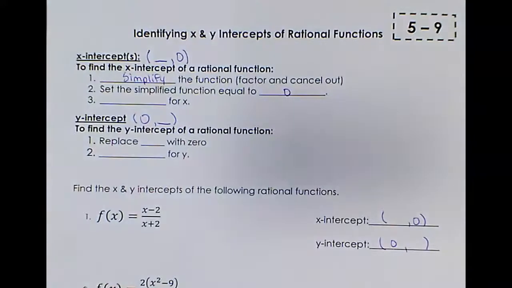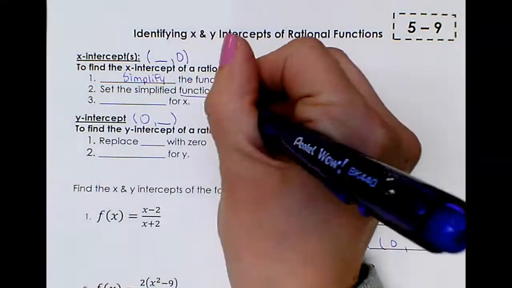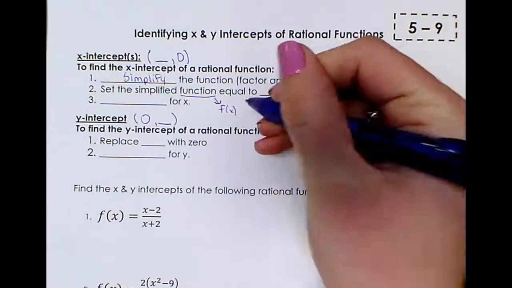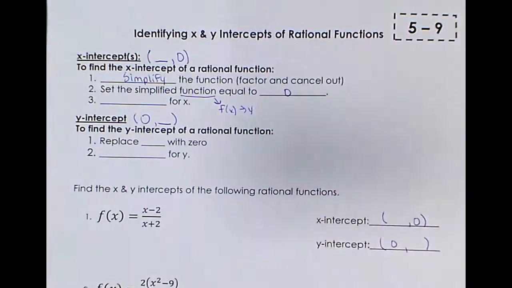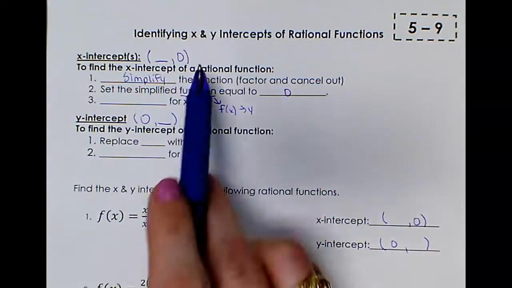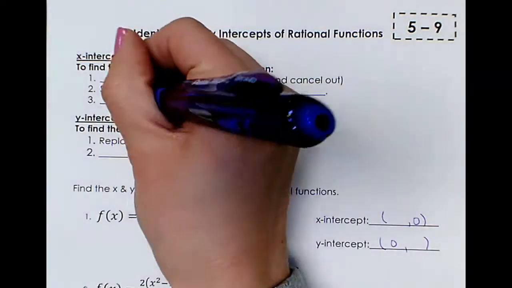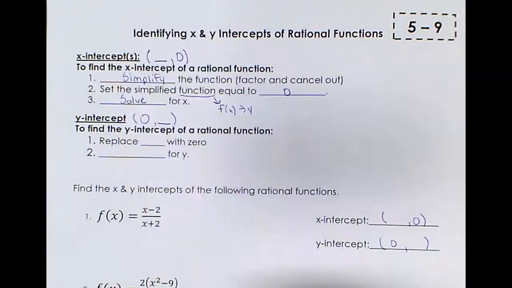So let's talk about what that means. In order for a function to equal 0, the function is f of x, and f of x means the same thing as y. So when you set the function equal to 0, you're really saying that the y value is 0. So you're substituting 0 for y, and then you're solving for the x value to figure out what x value you have for your x-intercept.